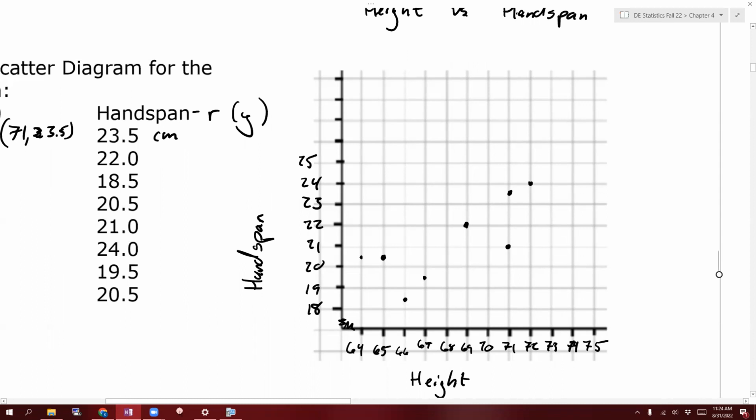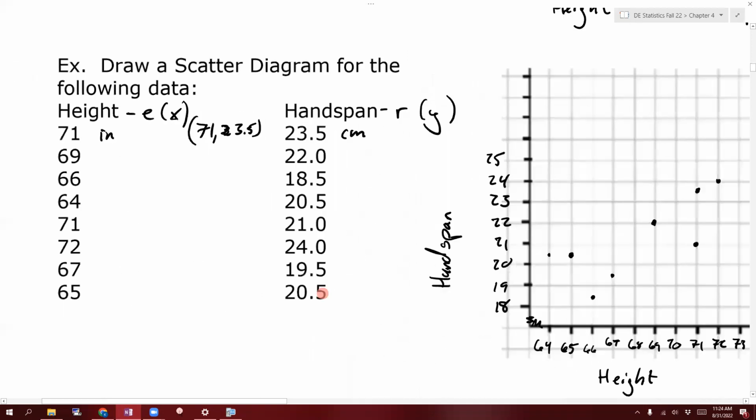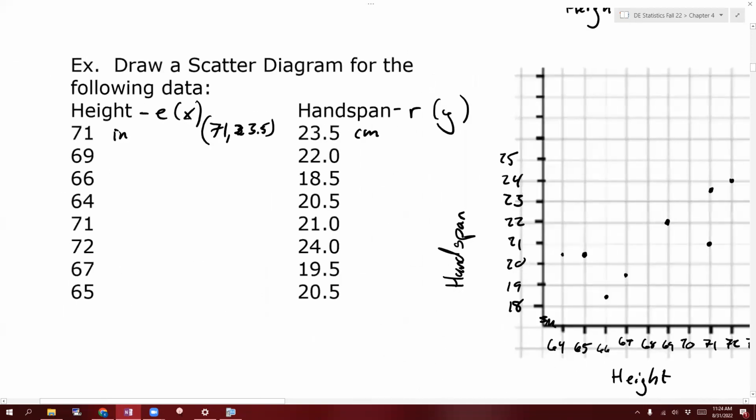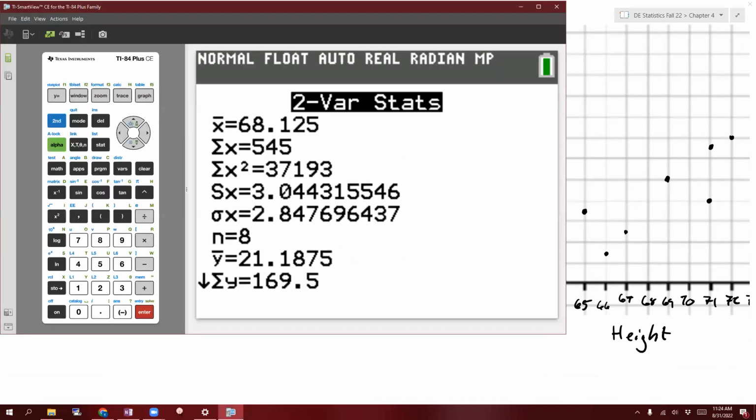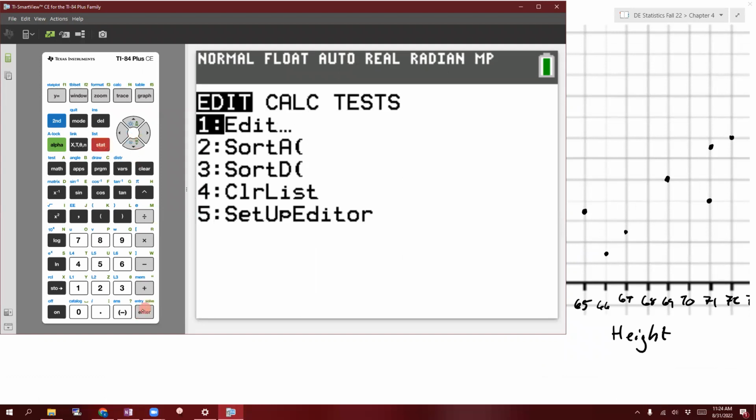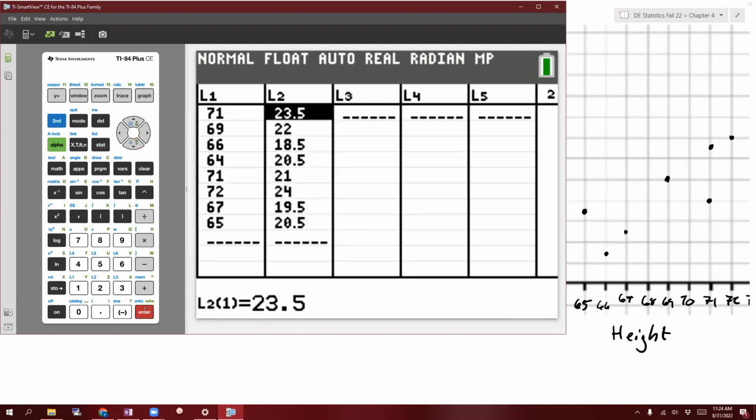Now, we are going to be using this information later. So go ahead, put this in your calculator. So in my calculator, when I show this to you, these are going to go into list 1. These are going to go into list 2. So pause the video, put these into your 2 lists. And when you're done, it should look like that.